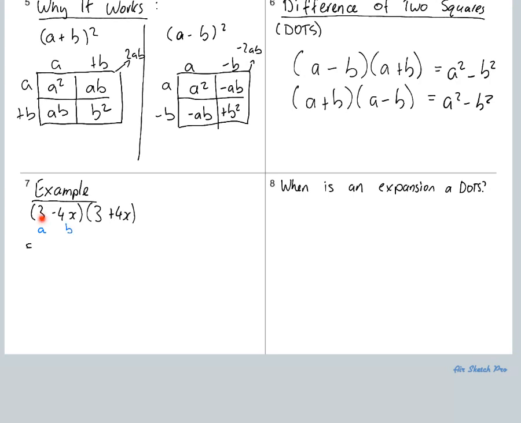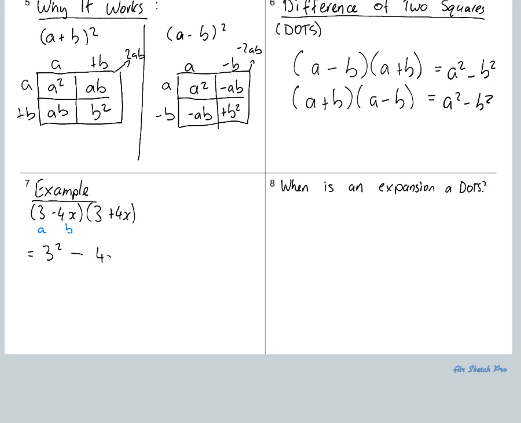We can see it fits the pattern because I've got a 3 here and a 3 here, and I've got a 4x here and the same here. They're taken away here and they're added together here. So this does work. So we square the first term. So that's 3 squared minus the square of the second term.